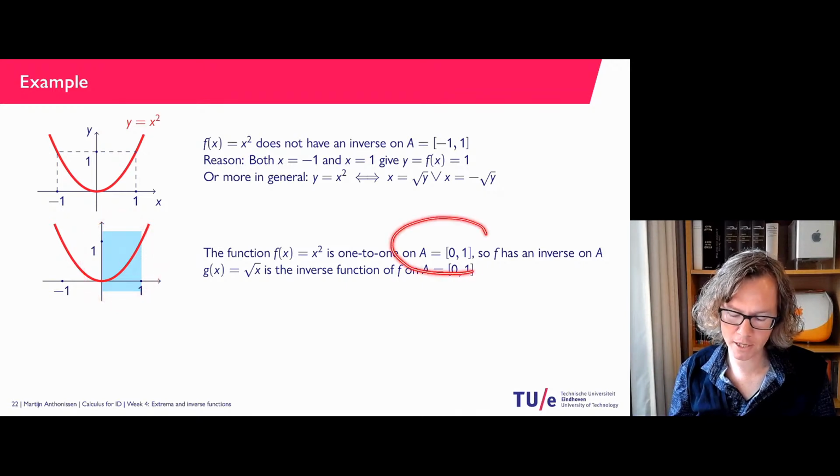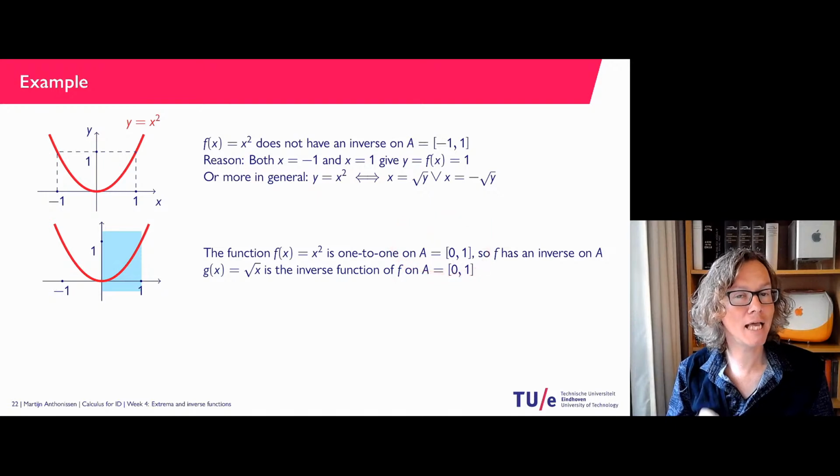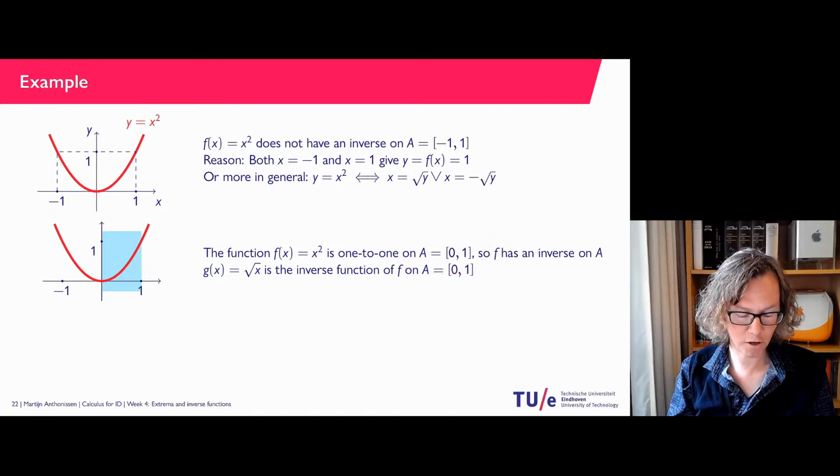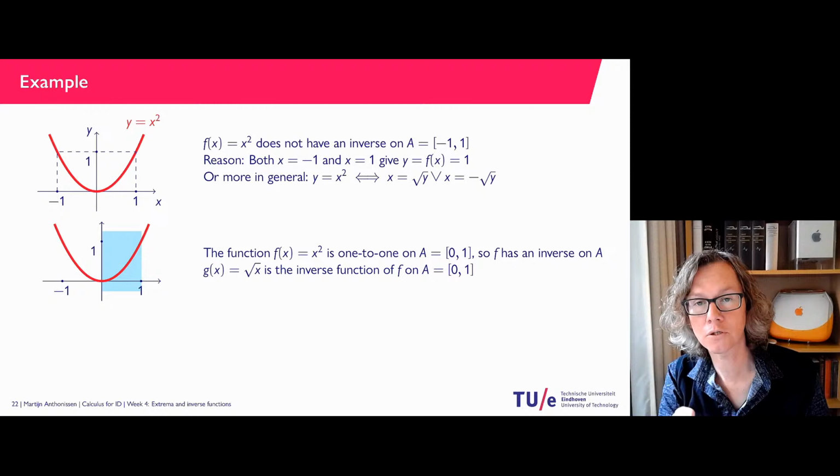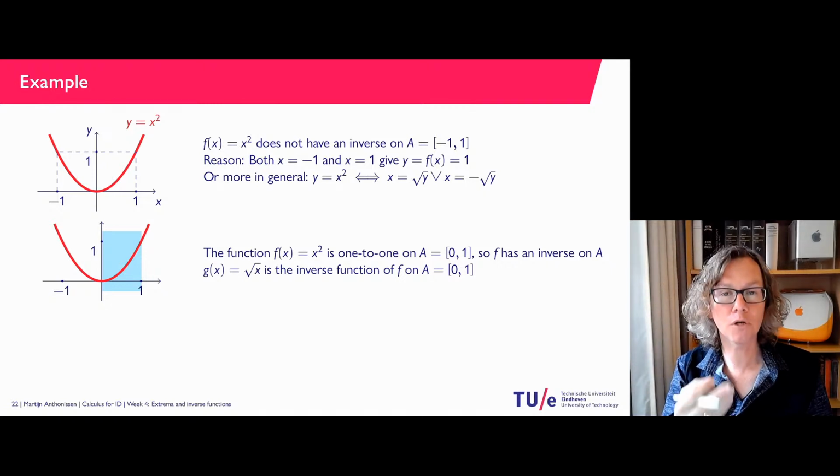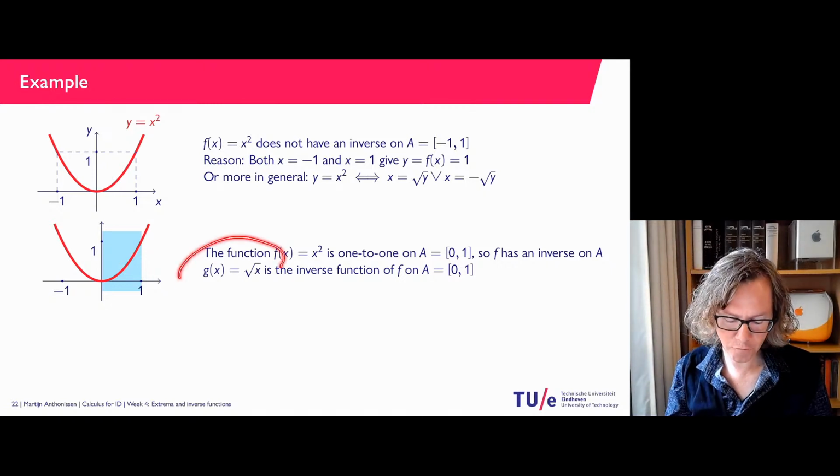So if we just look at the function here in the blue box, so that basically means that we take as a domain for the function 0 to 1, then you see that it is 1 to 1, because for every line that I draw here, it only crosses the graph in the area that we are interested in once. So there is an inverse, and the inverse is the square root of x.